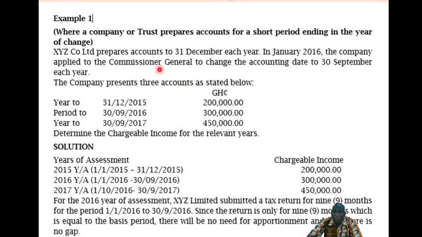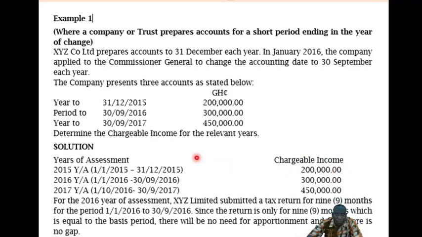So in 2015, if they were preparing accounts to December, the accounting year would have been from 1st January 2015 to 31st December 2015. Okay, and that would be equal to the figure for year 2 over here. And they said they will make a chargeable income of 200,000. So that one you don't do any apportionment.